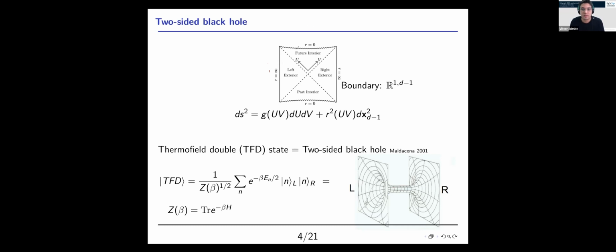Basically, the right exterior region in this geometry is described by a CFT on the right boundary, and the same goes for the left CFT. The full geometry is described by a thermofield double state, which is constructed by entangling the two CFTs. If I consider a constant time slice in the geometry, it has the shape of a wormhole, and this wormhole is not traversable. Let me now explain why.